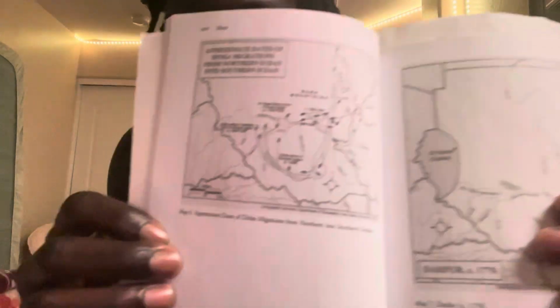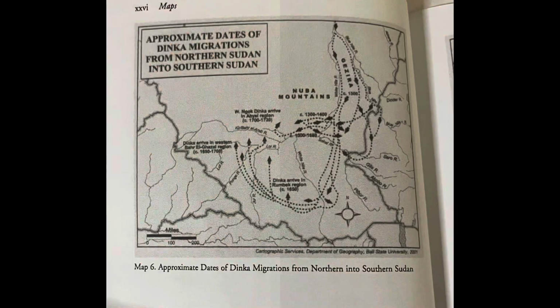So before we get into this part, I would like to show you that there is actually a map here which shows Dinka migrations from northern Sudan, which I'd say is pretty accurate. This book pretty much checks oral histories and archaeological histories. So these are the Dinka migrations, as you can see. The map shows approximate dates of Dinka migrations from northern into southern Sudan. So as you can see, we have it all here.